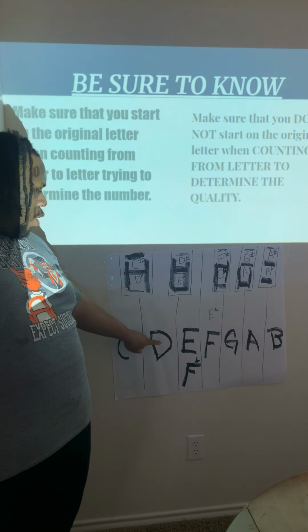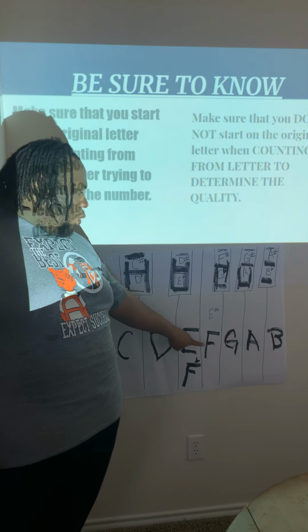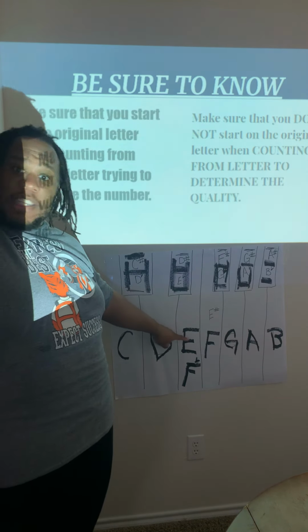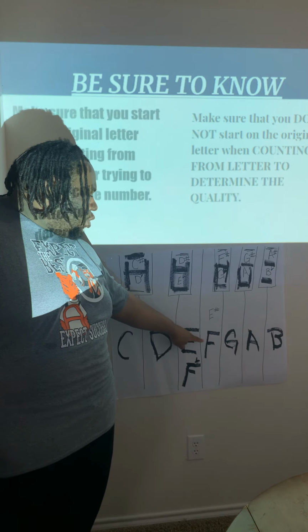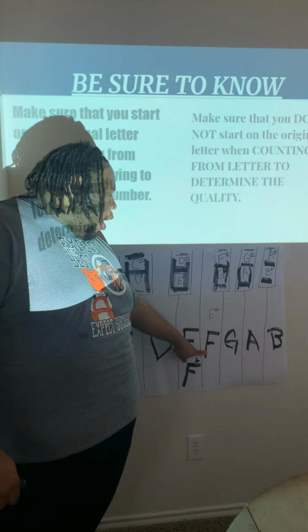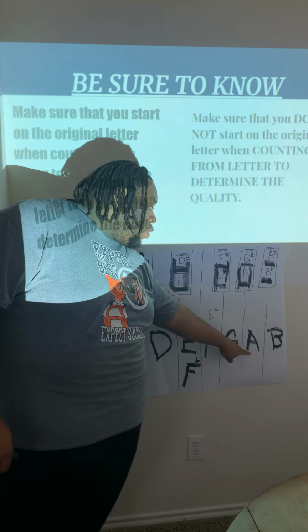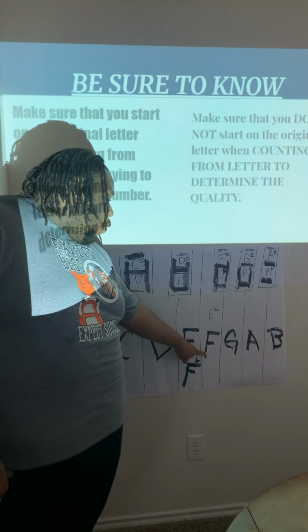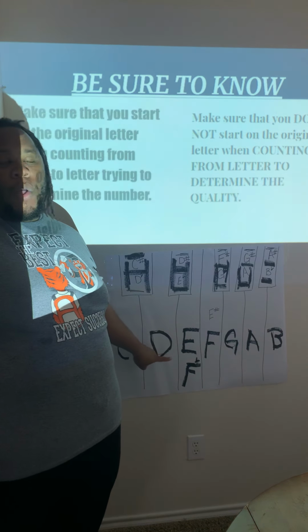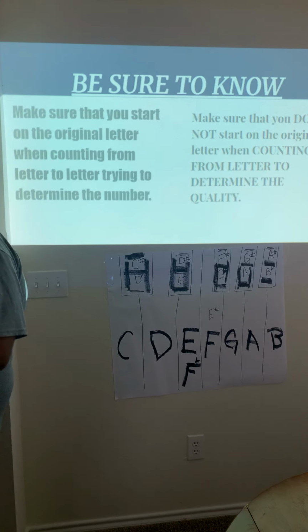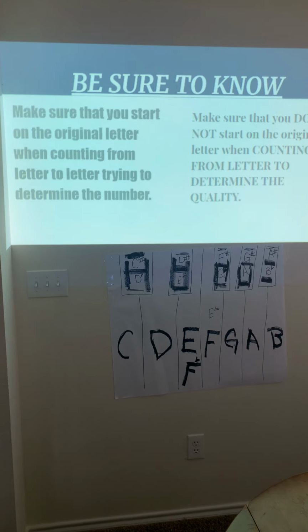Let's do another triad. D to F. 1, 2, 3. Another triad will be, you guessed it, E to G. 1, 2, 3. Another triad, F to A. 1, 2, 3. Now don't get confused. You can go backwards. Let's go F to D. 1, 2, 3.